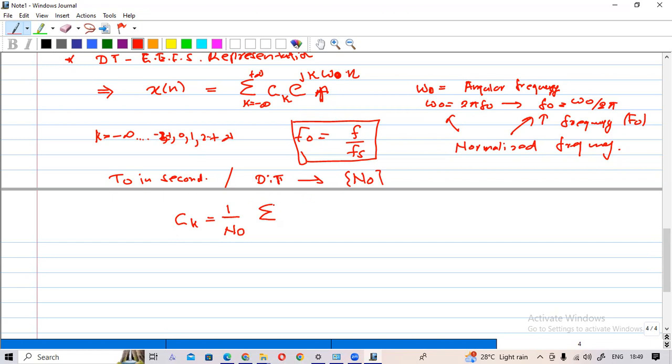But here, there are a finite number of terms, so you can simply add them. So the given signal x[n] times e to the power minus jk omega naught n, summed over n. So this is how we find the Ck value.